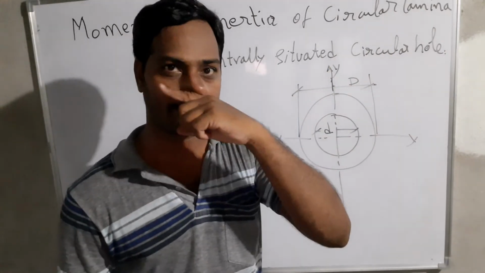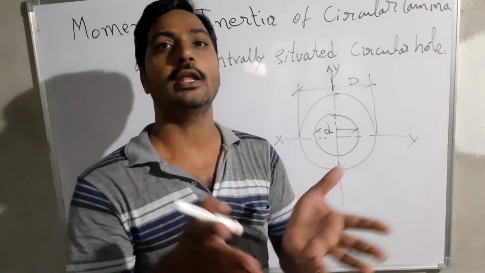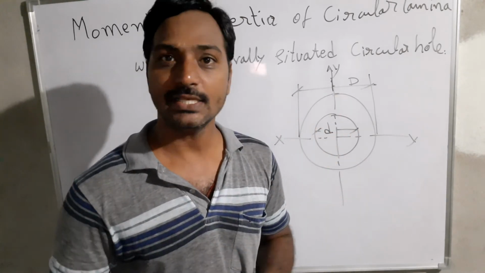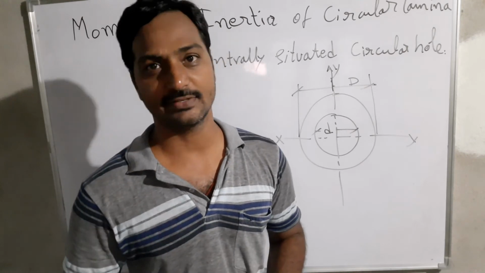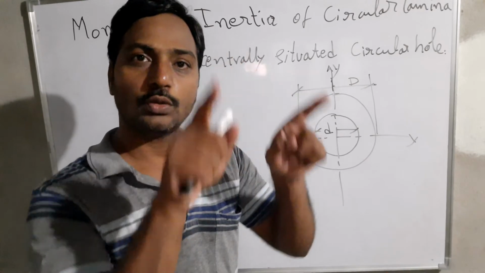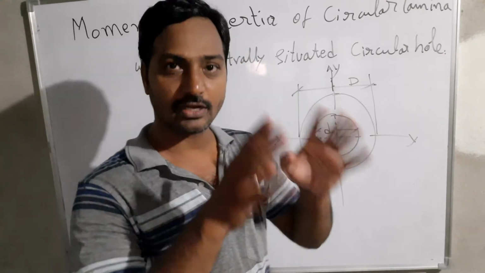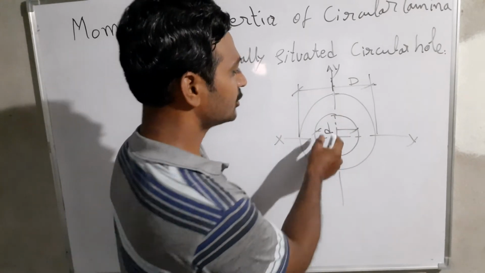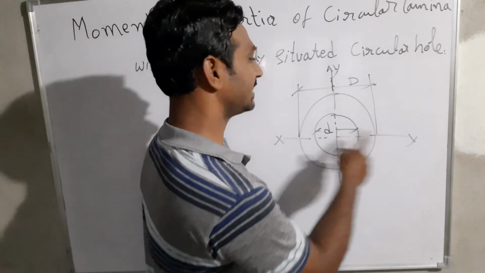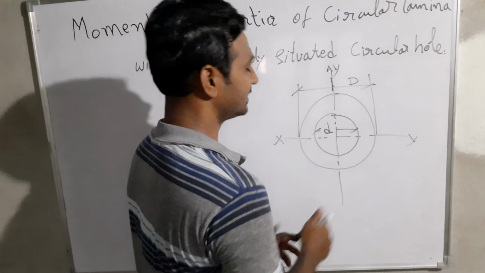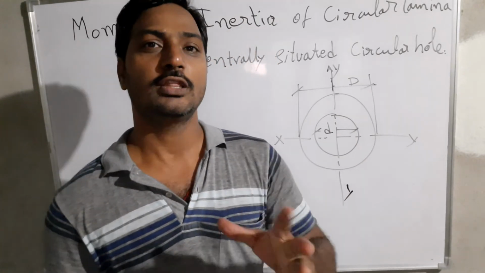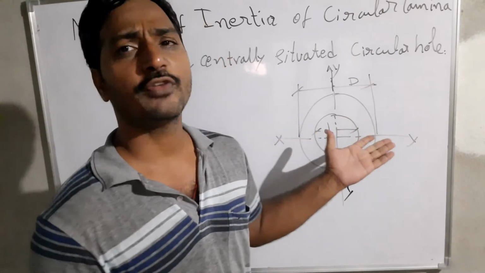In this case, what will happen? Previously, there was a solid area, the complete area of the circle. But in this case, there is a central hole. Initially, capital D is the total circular diameter, and small d is the hole diameter that is given, along with the x coordinates as well as the y coordinates. Now we need to find the moment of inertia or polar moment of inertia for this one.